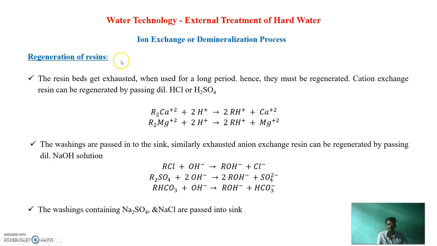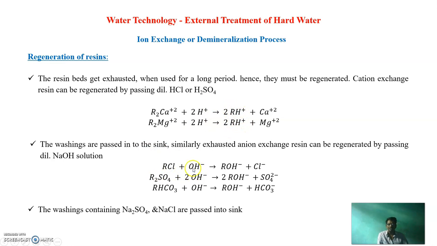Regeneration of the resins. After completion of this process, both the anionic exchange resin and the cationic resin are saturated with calcium, magnesium, as well as bicarbonates, chlorides and sulfates. The cationic exchange resin is regenerated by passing dilute sulfuric acid, H2SO4, or dilute HCl through it. Now the calcium and magnesium ions are replaced, and H+ ions are generated again. So the cationic exchange resin is reformed.